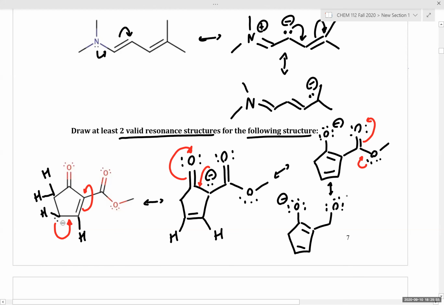So the pieces are there, and don't worry, resonance structures require a fair bit of practice. And I really encourage you to look over some examples and problems in the book before our next class session. And the plan is we'll continue this lecture in laboratory today, and we'll continue working through examples.